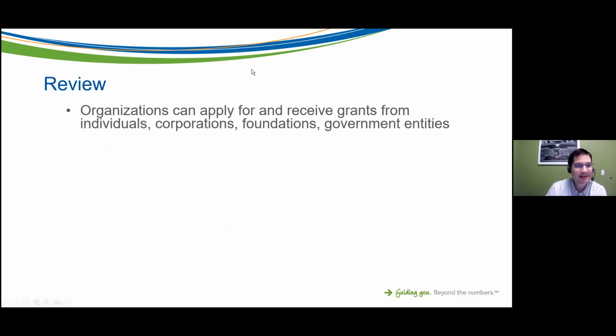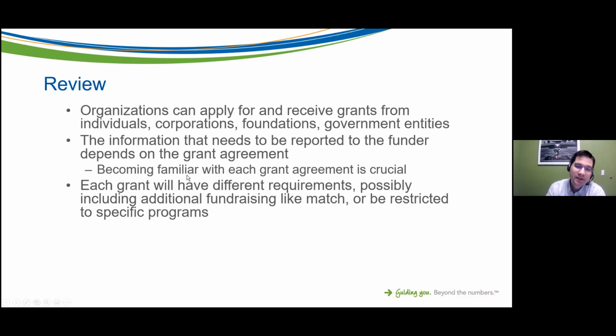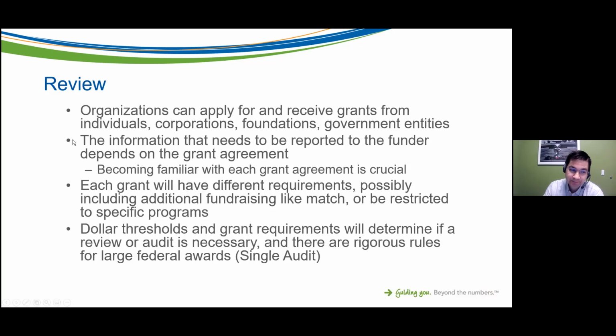So we're going to do a quick review as we wrap things up. Organizations can apply and receive grants from many different places, individuals to government. The information that needs to be reported to the funder depends on the grant agreement. Read that grant agreement. It's crucial. Each grant will have different requirements, possibly including things like match or be restricted to specific programs. And there are dollar thresholds and grant requirements that will determine a review or audit. And there are very rigorous rules for certain large federal awards, the single audit.